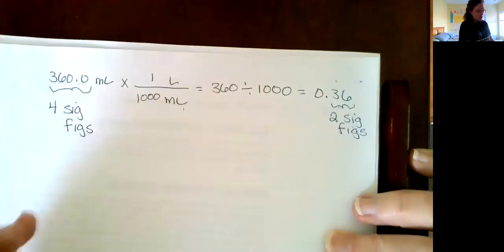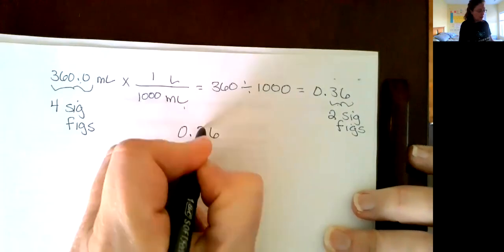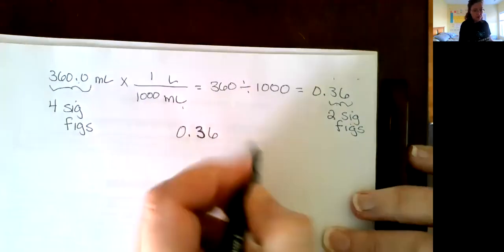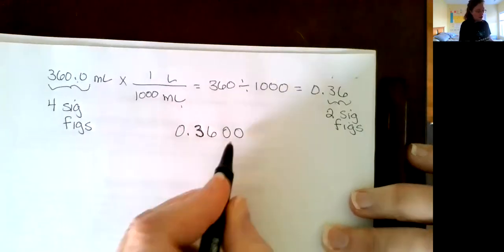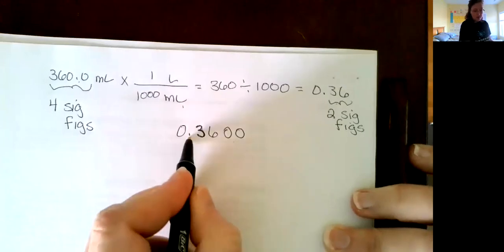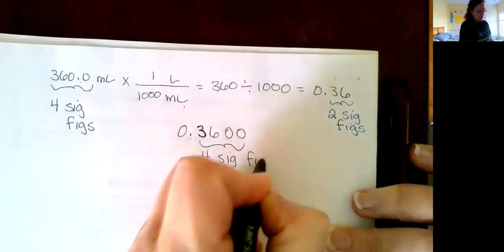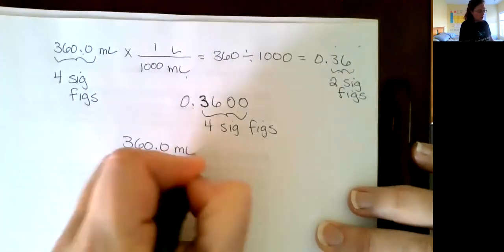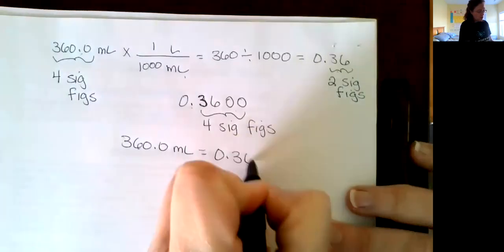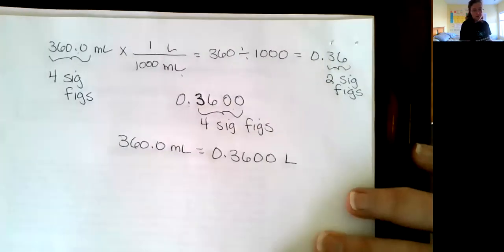Thanks to that decimal, and if it wasn't there, I would put it down at the end of the number, I can now add on 2 more zeros at the end. These are significant because there's a decimal. This now has 4 significant figures. This now tells me that 360.0 milliliters is the same as 0.3600 liters.